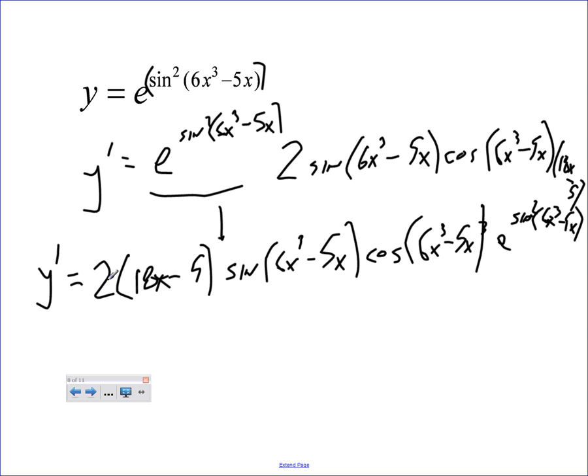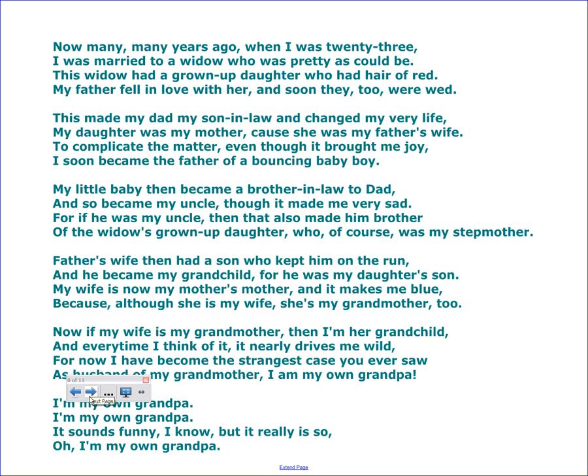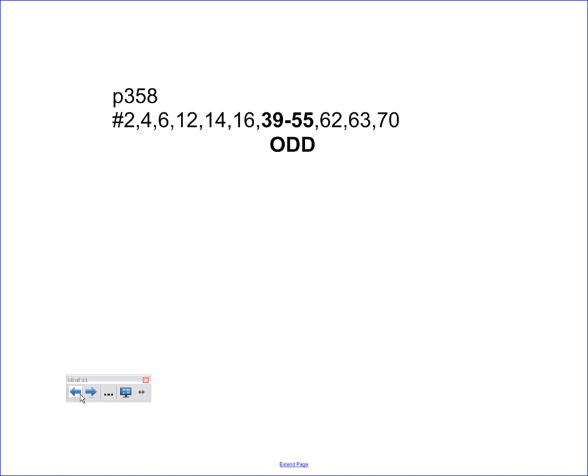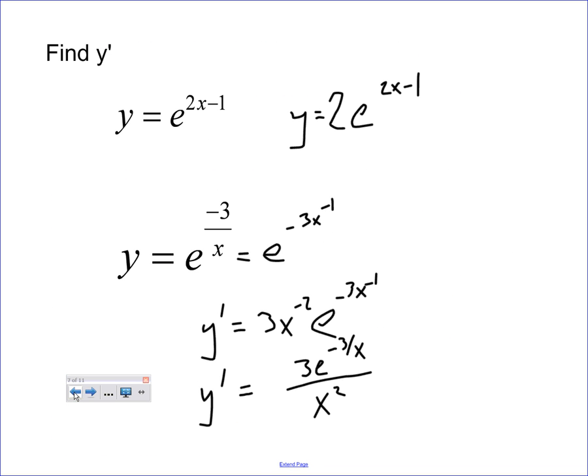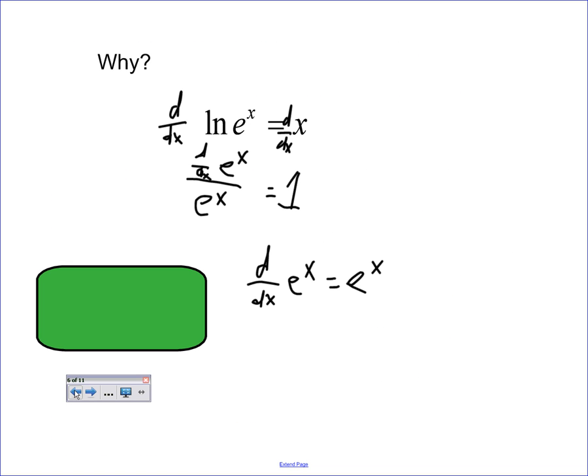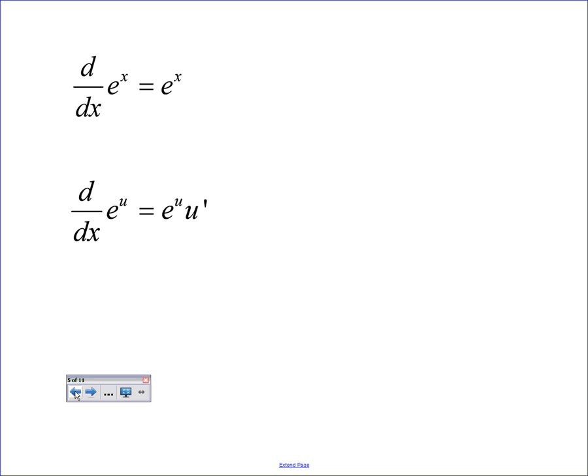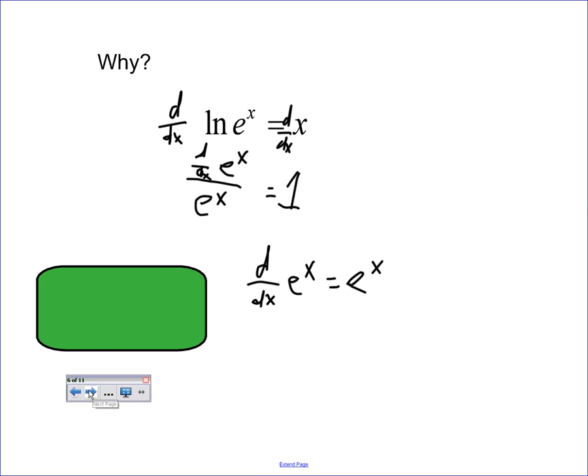So with one little problem, I can find out a bunch of stuff. And then there are some assignments for you. Remember, the derivative of e to the x is e to the x. The derivative of e to the u is e to the u times u prime, e to the u du dx, something like that. So have fun with that.